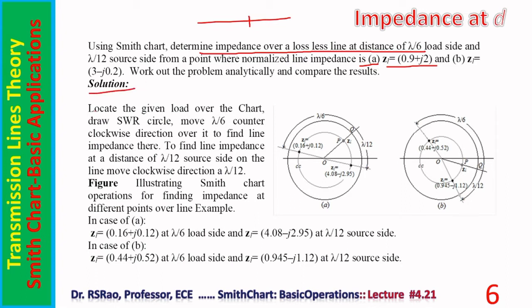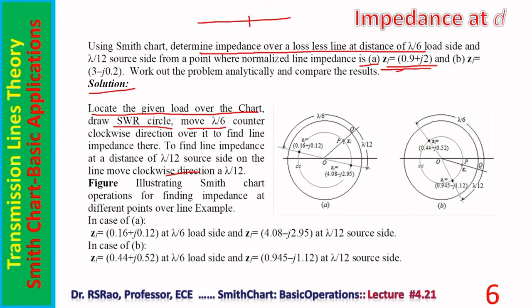Simple. Solution: locate the given load over the chart, draw SWR circle, move lambda by 6 counterclockwise direction over it to find line impedance there. To find line impedance at a distance of lambda by 12 source side on the line, move clockwise. So first what we have to do is, ZL is available. From ZL, locate the point.